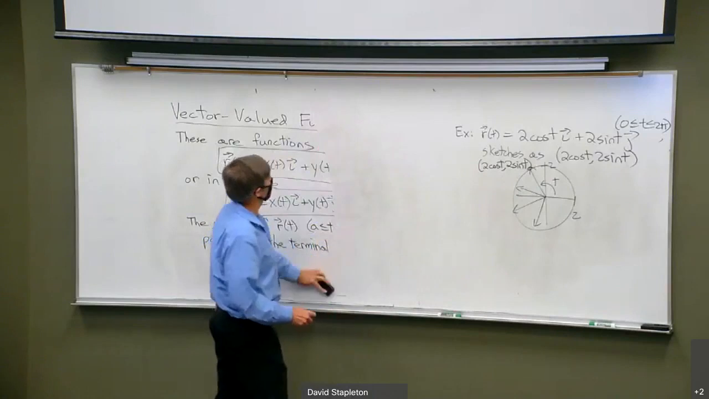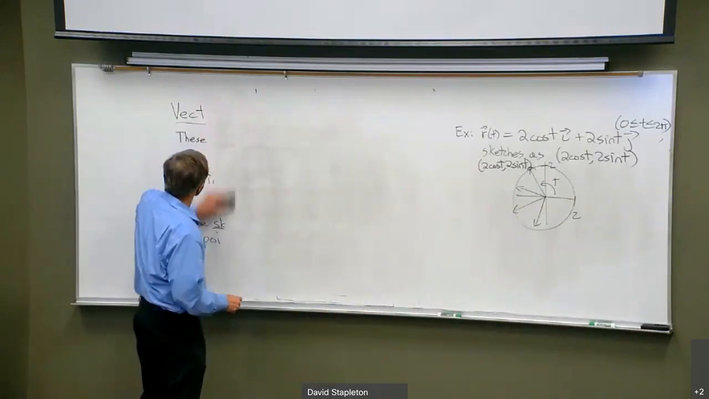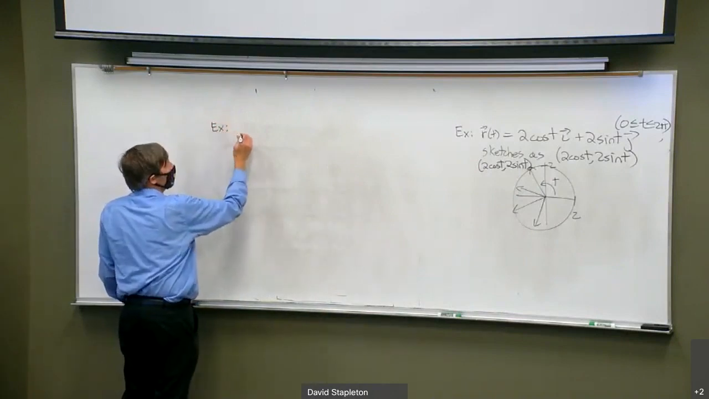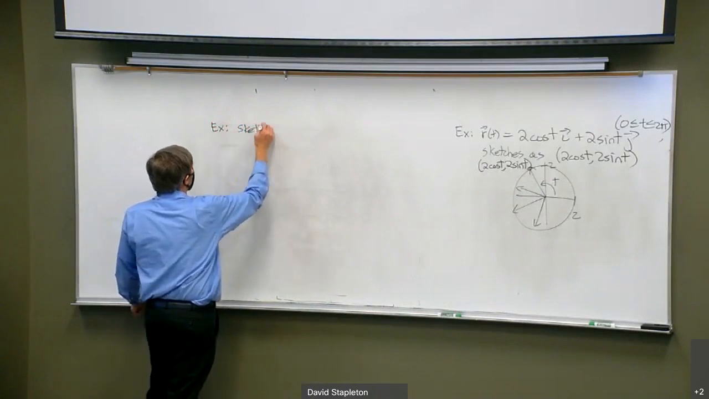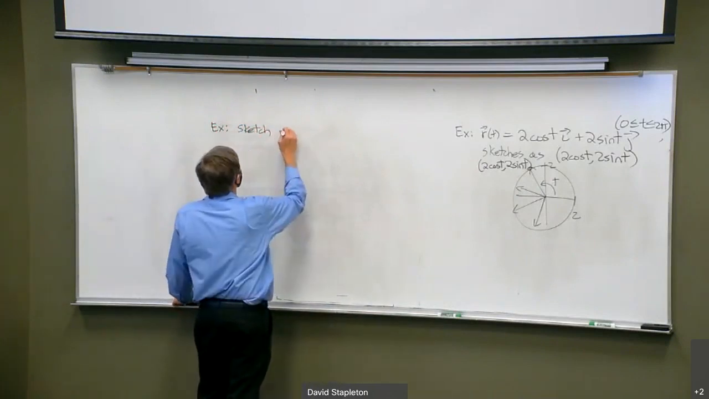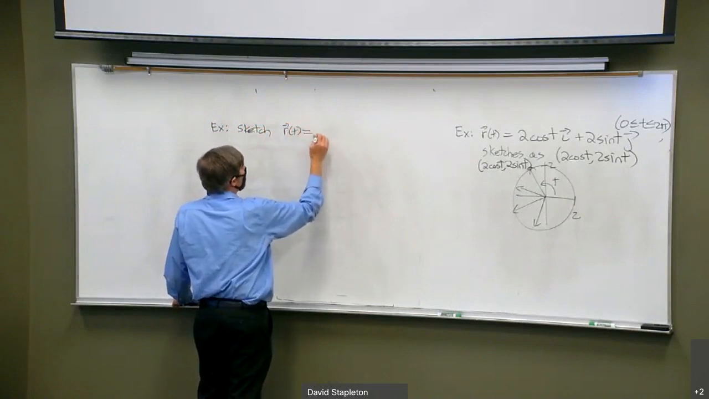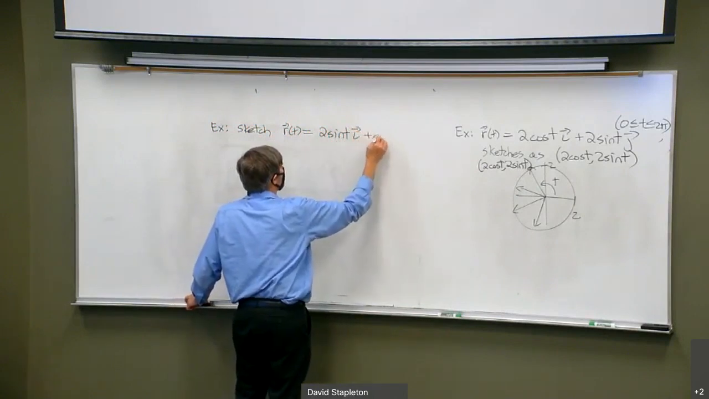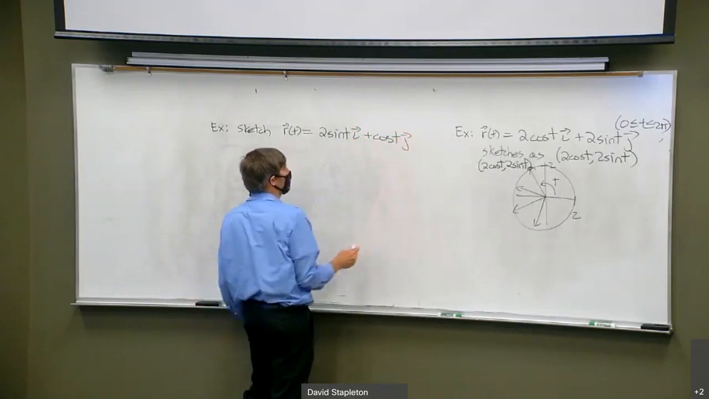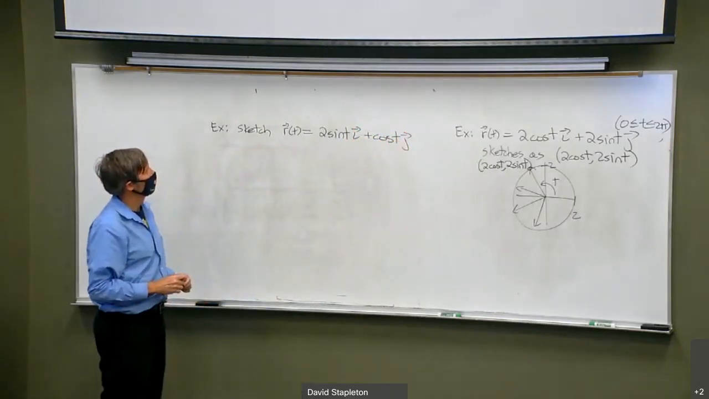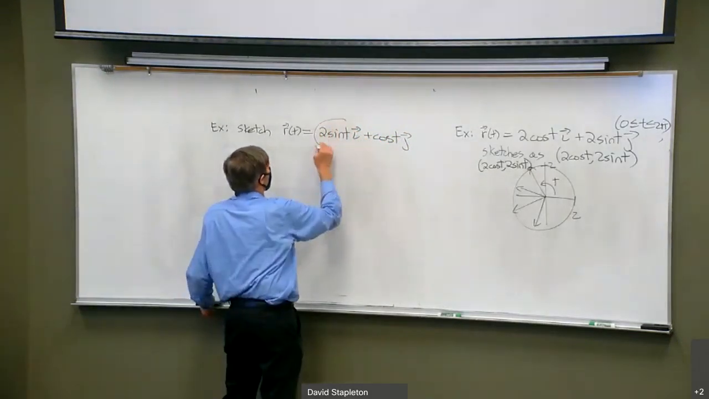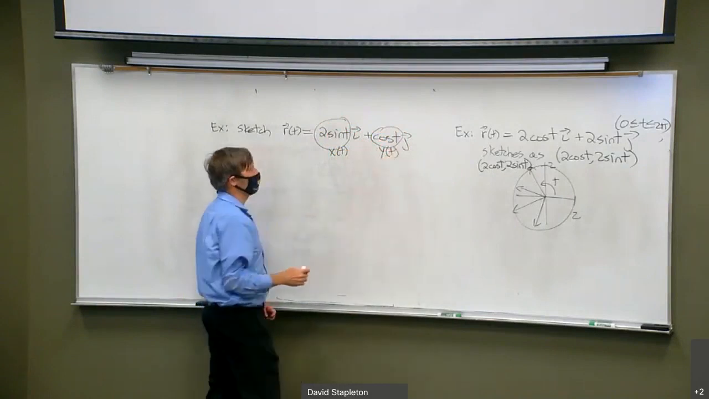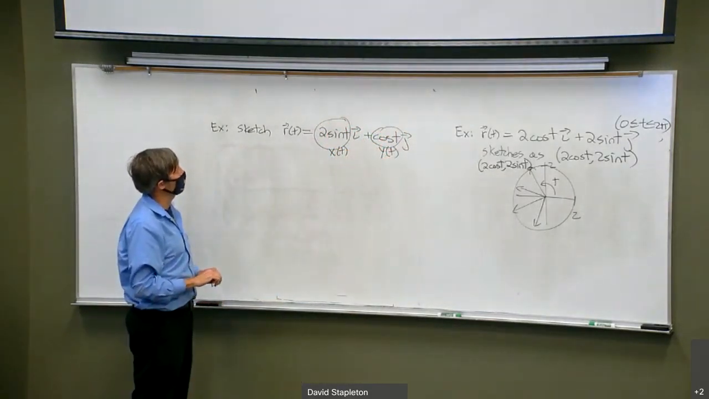There are other curves that are useful besides circles. For instance, suppose I did this one. Sketch R of t equals 2 sine t i plus cosine t j. What kind of curve is that? Well, what you do is you again realize that this is the x coordinate as a function of t, and this is the y coordinate as a function of t. And you try to eliminate the parameter like we've done before. How can I eliminate the parameter there?